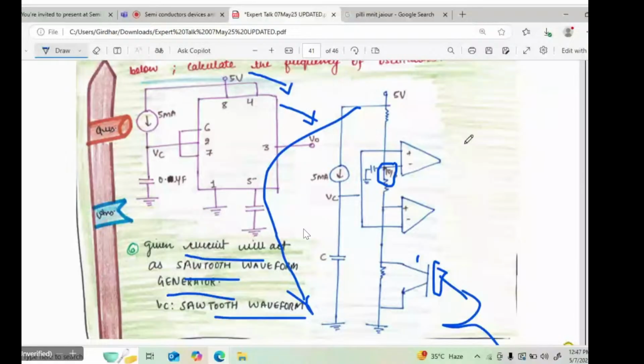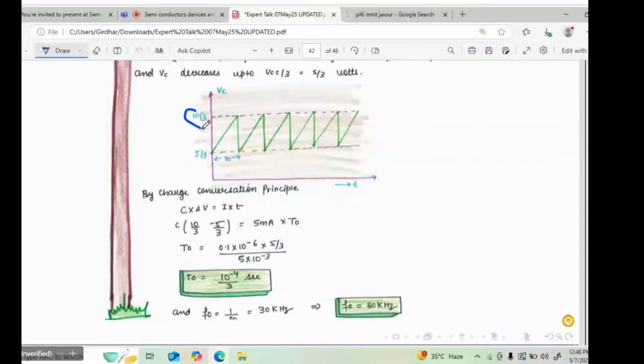Now when this transistor is on, the capacitor will discharge. How much will it discharge? It will discharge up to VCC/3. What is VCC here? VCC is 5, so 5/3. So this is the waveform I have presented: the upper level is 2VCC/3 and the lower level is VCC/3. In this way you can see the waveform generated.